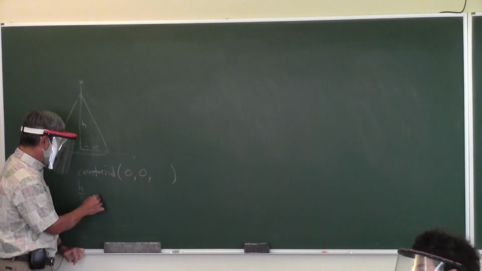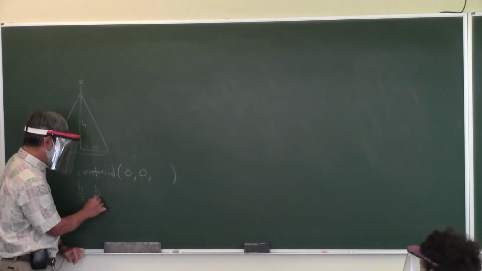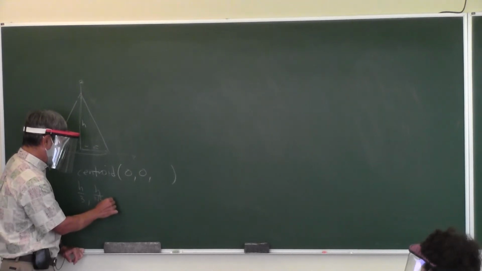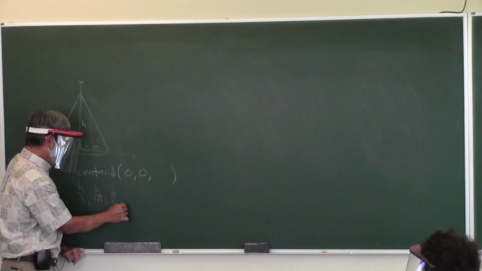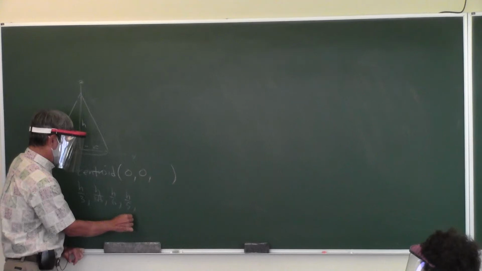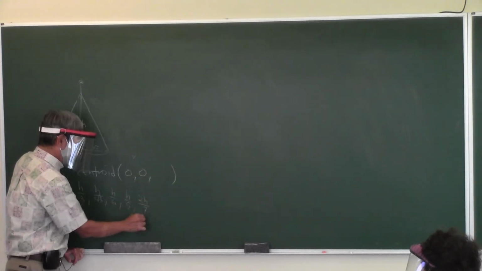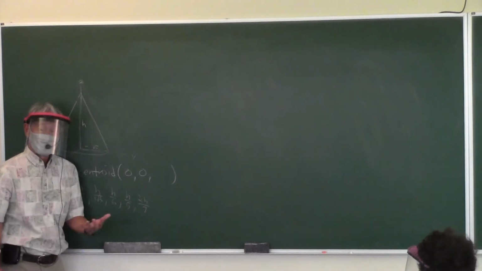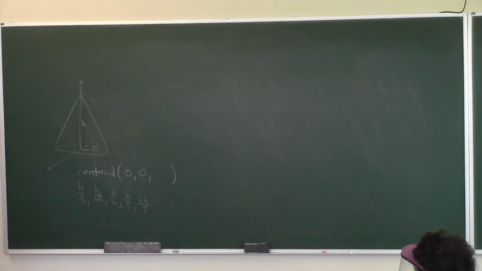H over 3 root 3. H over 6. Ooh, that's interesting. H over 5. Can it be like 2h over 7? Whoa. Let's go. Okay, I don't know what it is, so this is the first time I'm doing it. Let's figure it out.